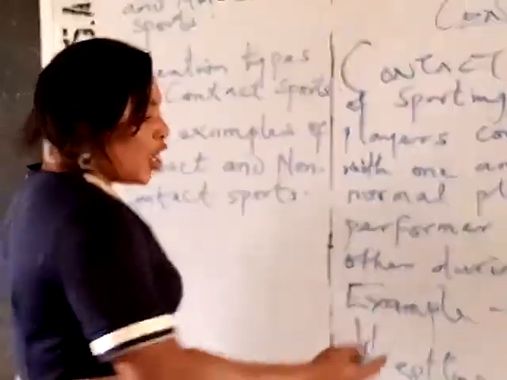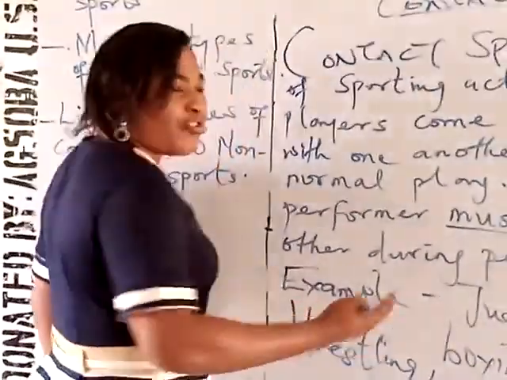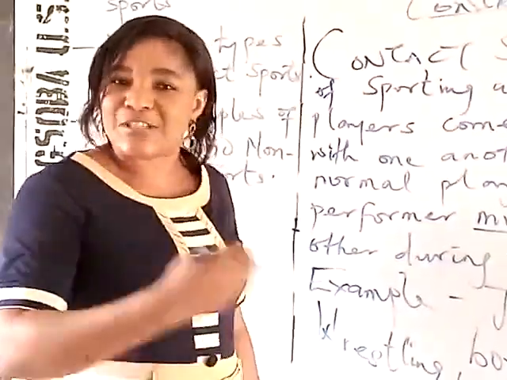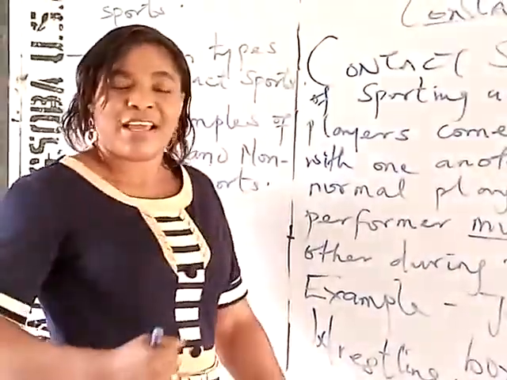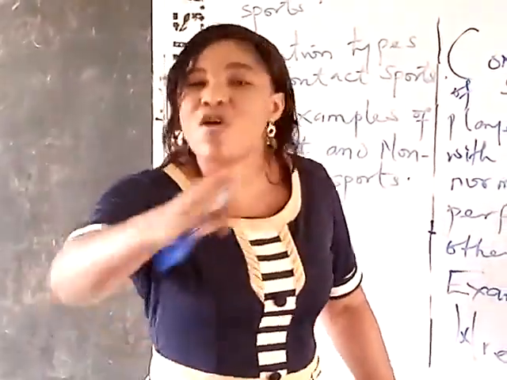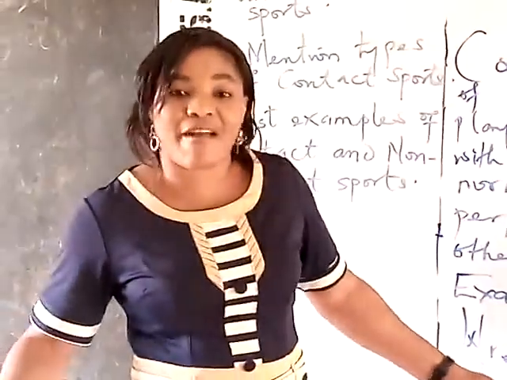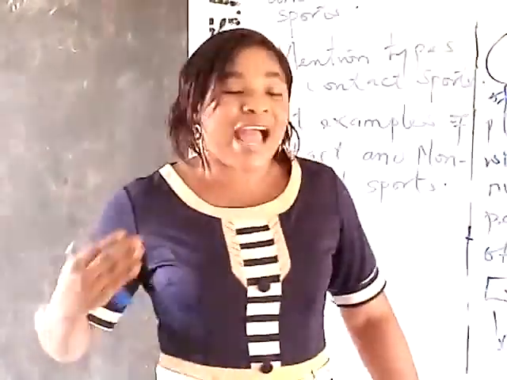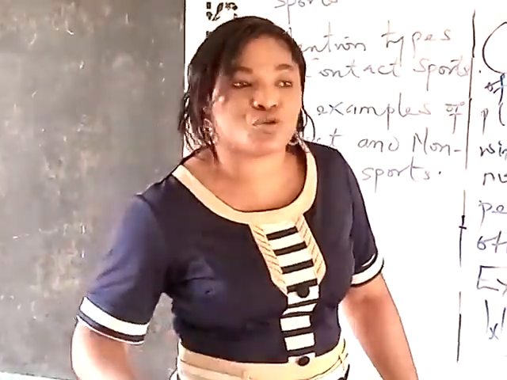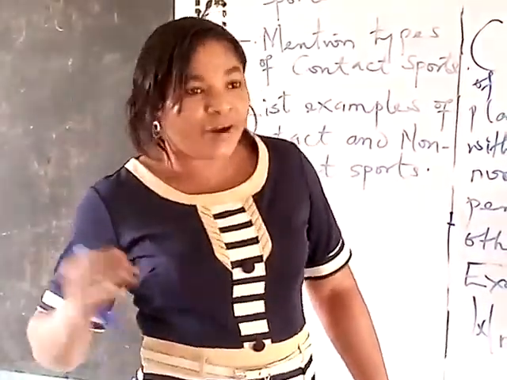Like I said earlier, when you take a look at these examples very well, in judo, there is no way a performer will perform judo as a sporting activity without the two performers touching one another. It's a must for them to touch one another. In karate, the same thing applies, the same thing applies to wrestling, and as well boxing. These activities are the ones we refer to as contact sports. Now, let me move on.